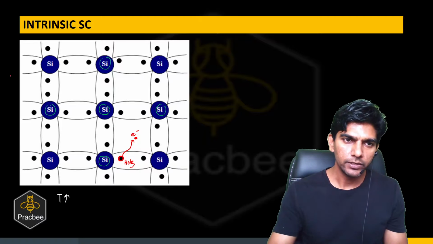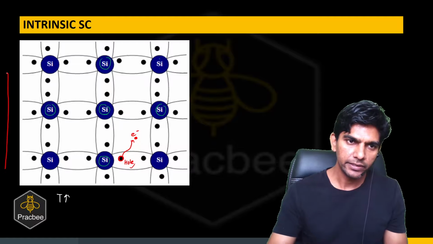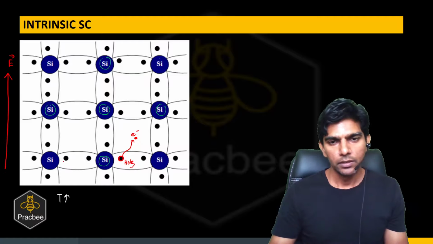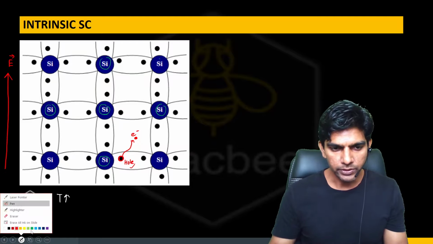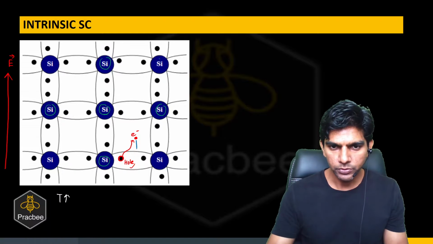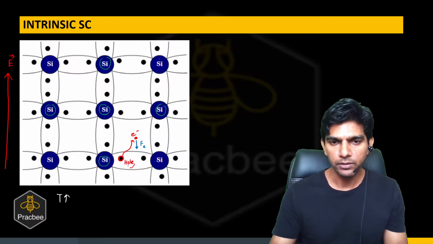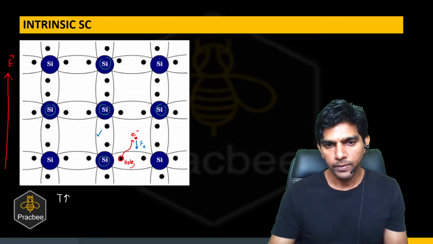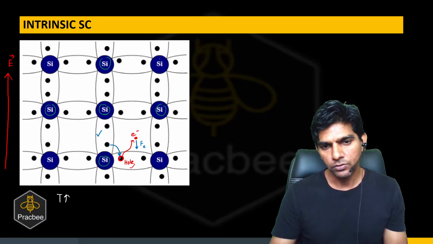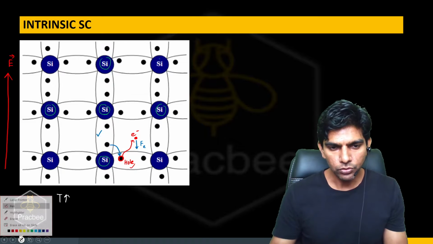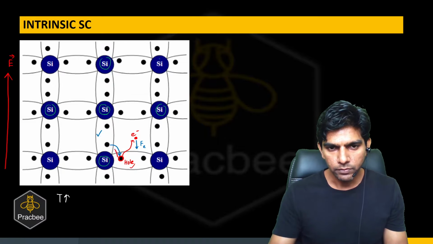Let us say there is an electric field which is applied in the upward direction. Now due to this electric field, there will be a force experienced by the electron in the opposite direction. So that is the force experienced by the electron because of the external field. And let us say now this bond breaks. Now when this bond breaks, this electron will occupy this vacancy. So if it occupies this vacancy, then the hole will move in this direction.